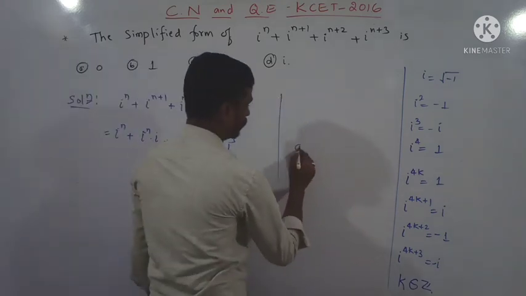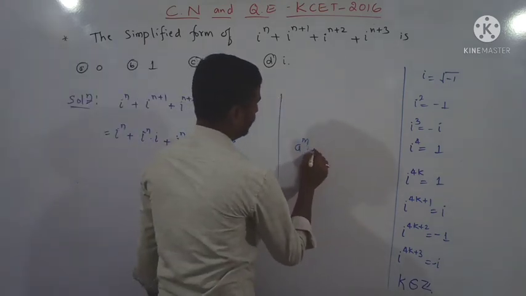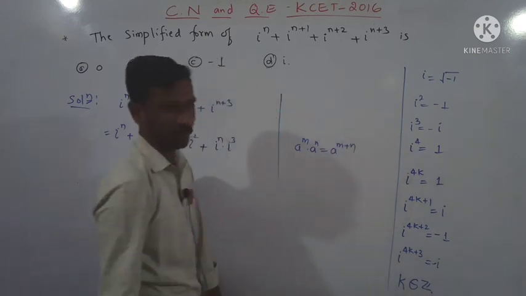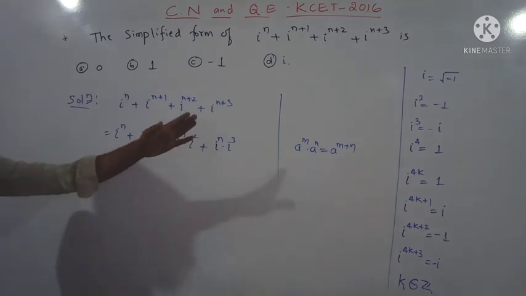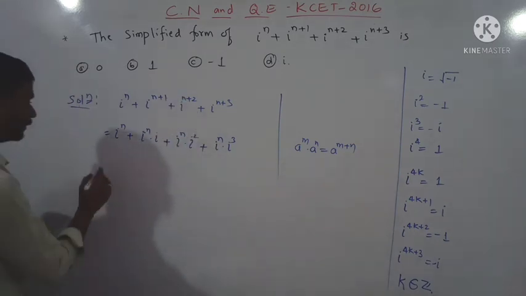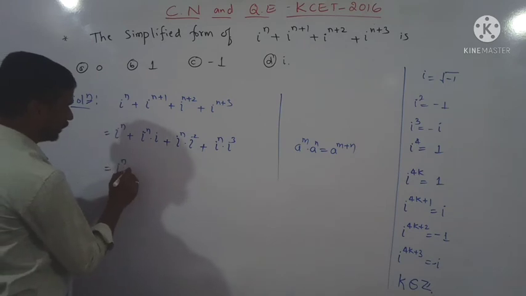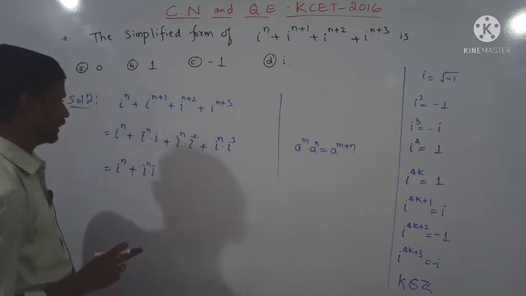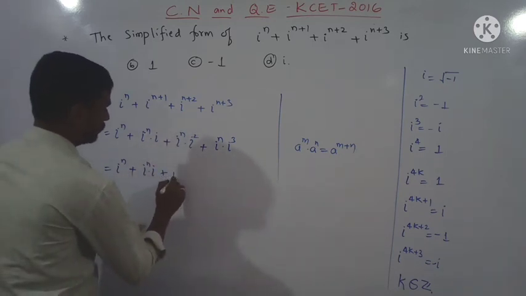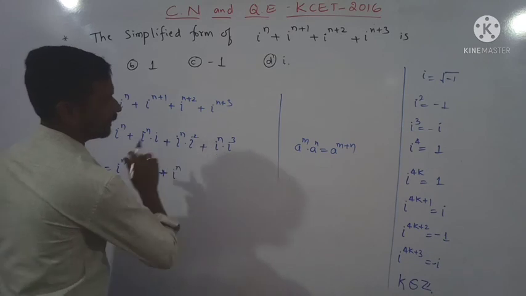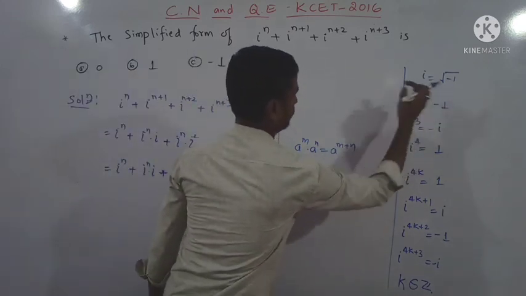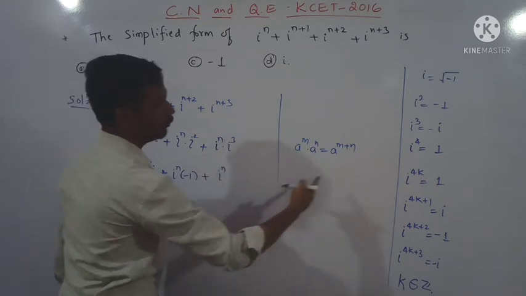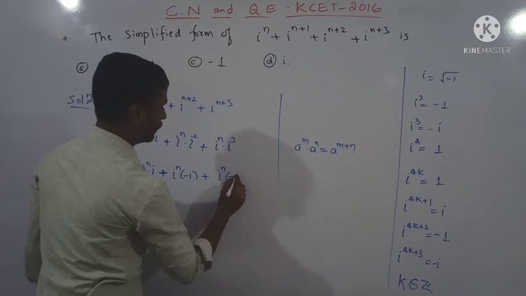Here I used the laws of exponents: a to the power of m into a to the power of n equals a to the power of m plus n, or a to the power of m plus n equals a to the power of m into a to the power of n. I have applied that law of exponents here. This is equal to i to the power of n plus i to the power of n into i, which cannot be simplified further, plus i to the power of n into i square. i square means minus 1, so minus i to the power of n, plus i to the power of n into i cube, and i cube means minus i.